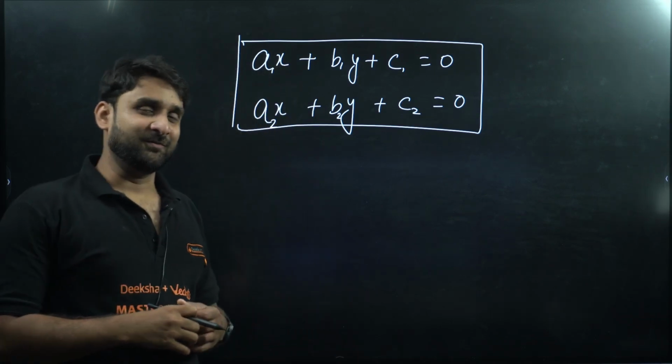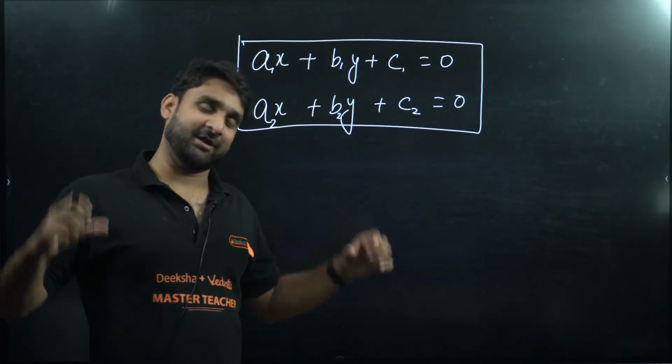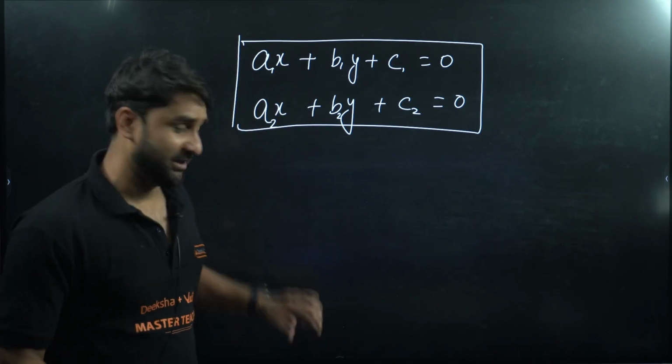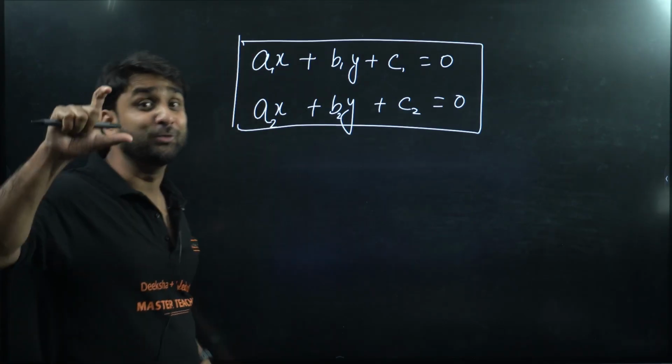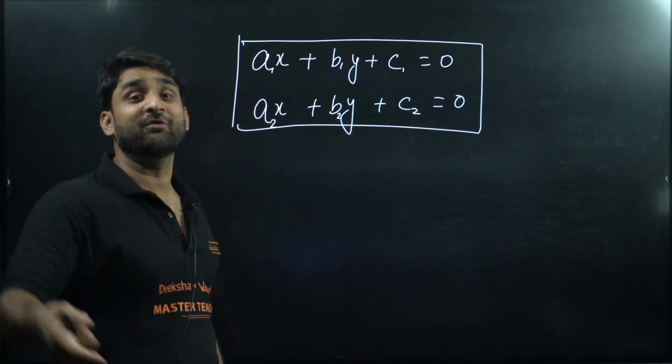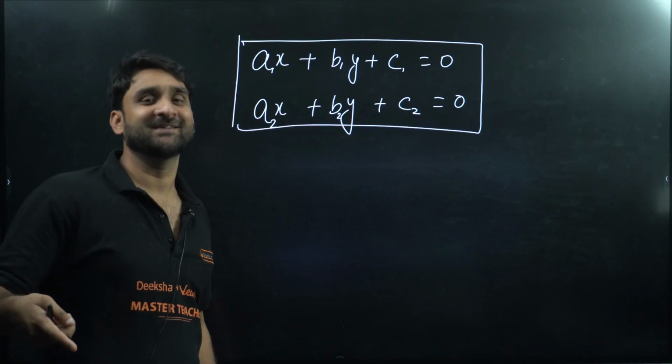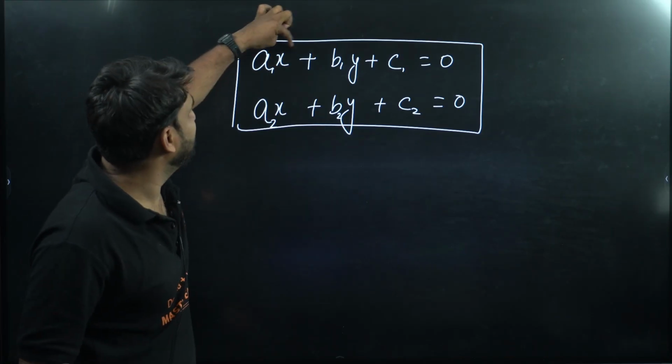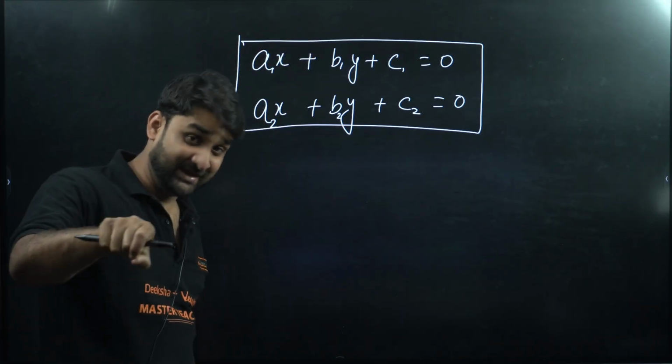Now we can say a complete statement, pair of linear equations in two variables. Pair means how many equations will be there? Two equations. Right. How many variables? x and y, two variables. Right. What is the exponent of x? 1. What is the exponent of y? 1. And that is why it is linear.